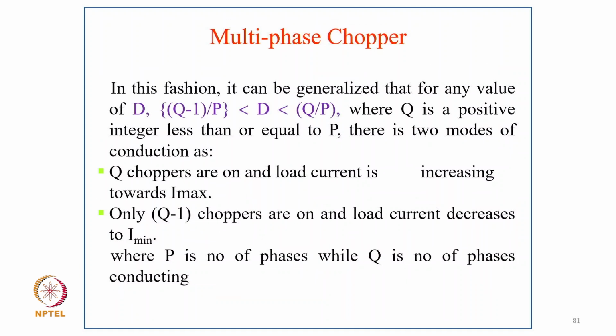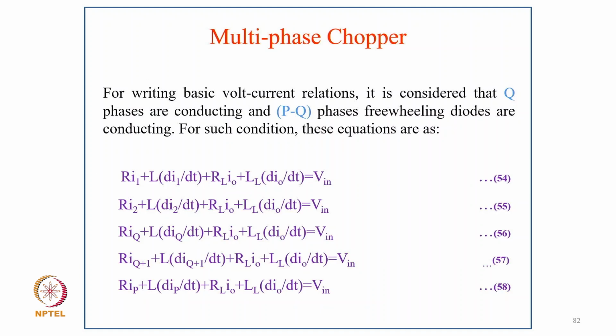In this fashion, it can be generalized that for any value of D varying between Q minus 1 by P to Q by P, where Q is a positive integer less than or equal to P, there are 2 modes of conduction: Q choppers are on and load current is increasing towards Imax, and only Q minus 1 choppers on and load current decreasing to I minimum. Here P is the number of phases while Q is the number of phases conducting.